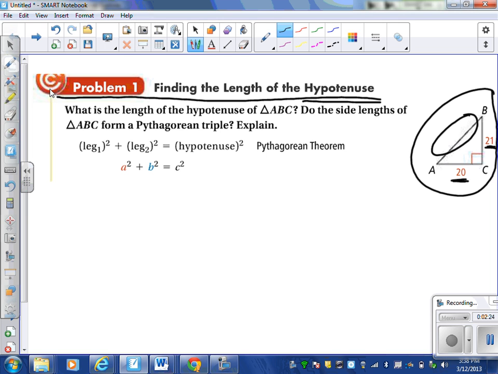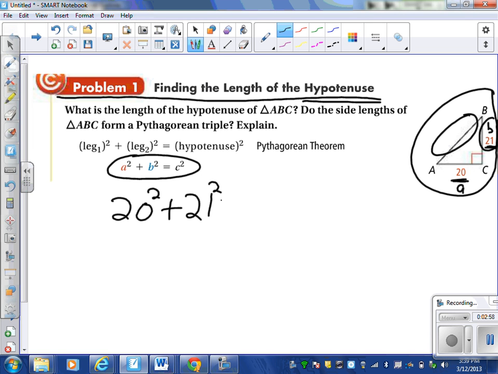In order to do that, there is a formula that we'll be using for this problem: a squared plus b squared equals c squared. So if we're going to use this triangle, we're going to take 20, which we'll call leg a. So we're going to take 20 squared plus the other leg, we'll call that b, 21 squared. That would give you what the hypotenuse is for c.